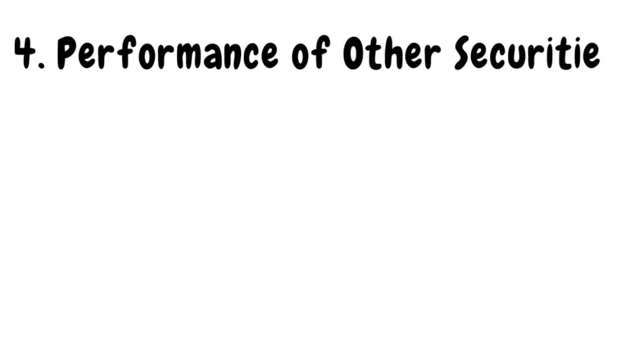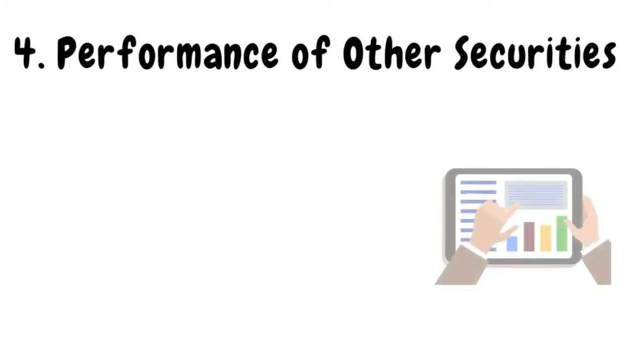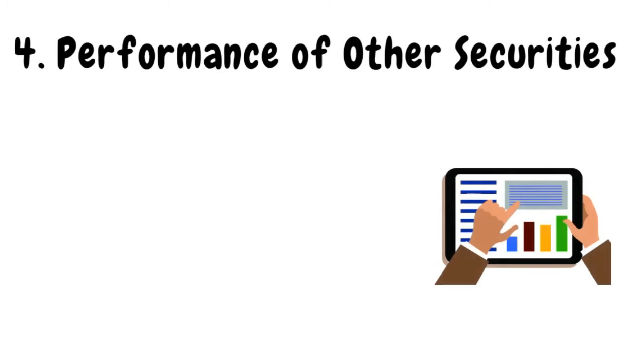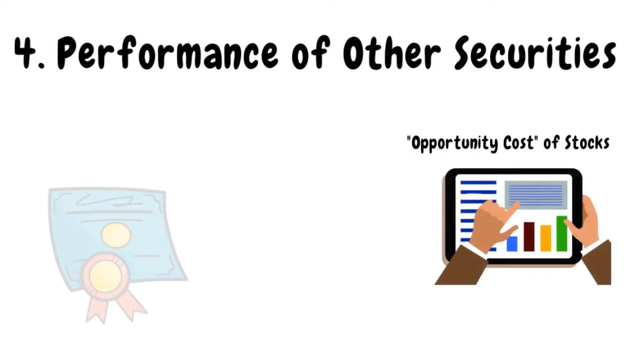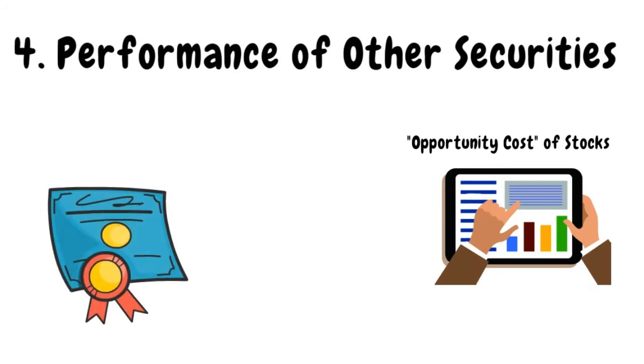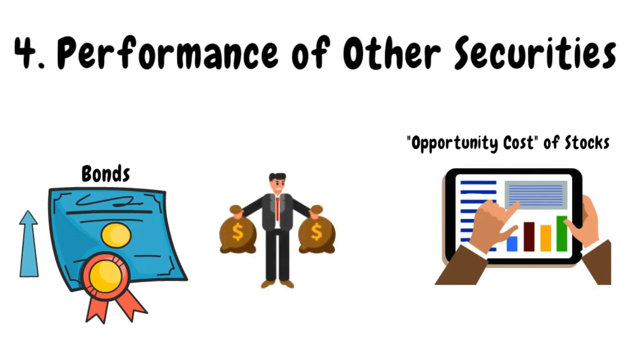Factor 4. Performance of other securities. Now, as you would expect, investors shop around and they compare the opportunity cost of investing in stocks in relation to, say, putting more of their money into bonds. If bonds are offering attractive returns, investors may choose to switch to this less risky type of security, thereby causing demand and prices for stocks to fall.